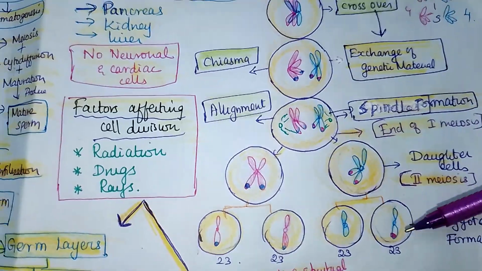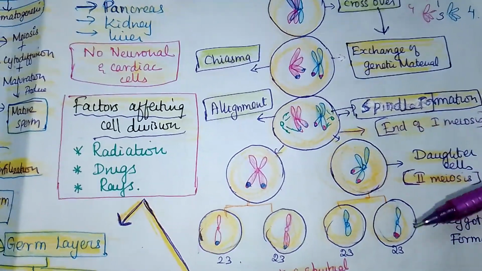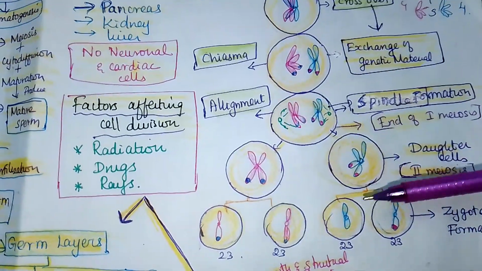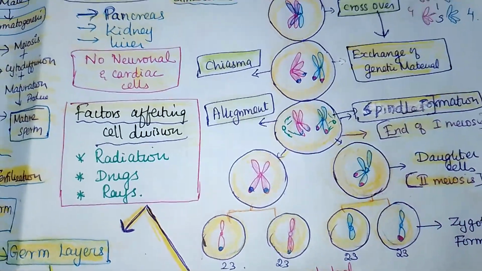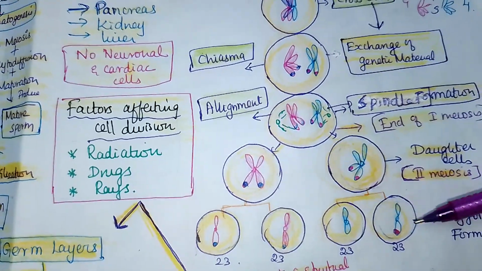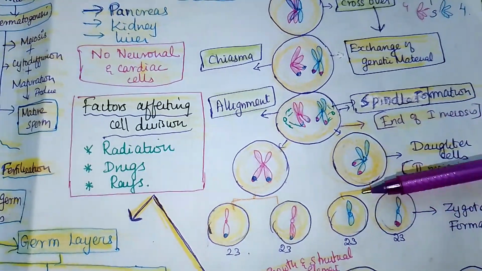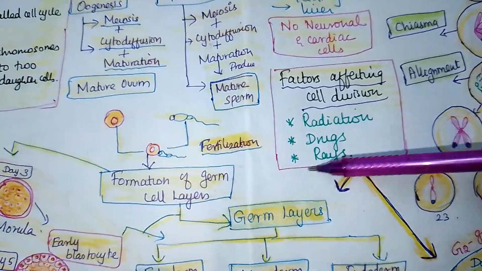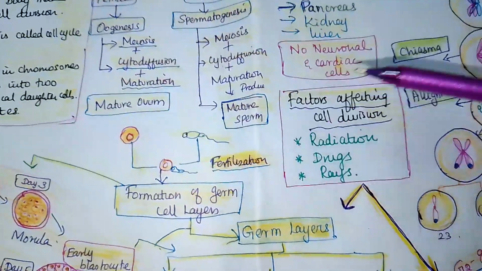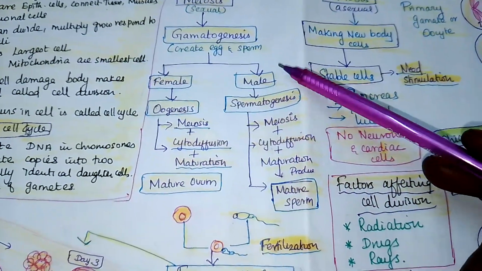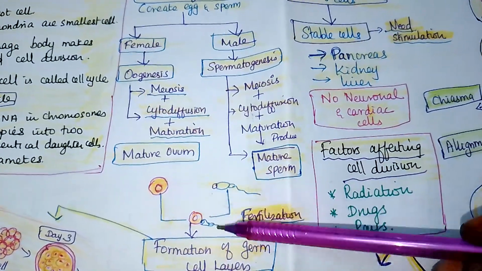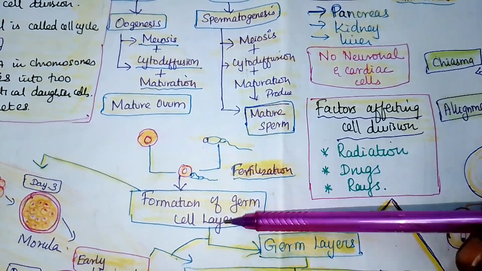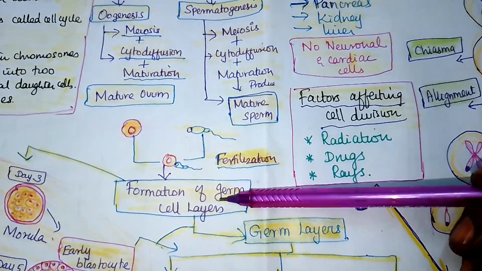Afterwards, when they join with the other sex genetic material, for example an egg, ovum, and sperm, they join and form the germ cells. So how is the germ cell forming? How is the formation of germ cells? This is gametogenesis. You saw what gametogenesis is. Then the formation of this germ cell. Once they are fertilizing, the zygote is forming.